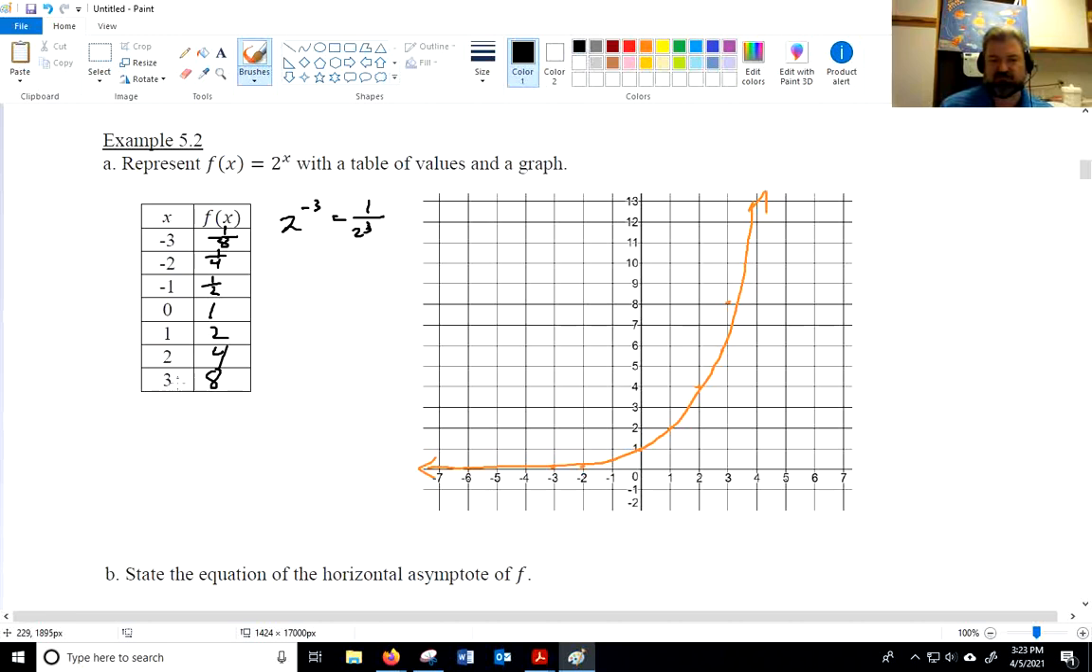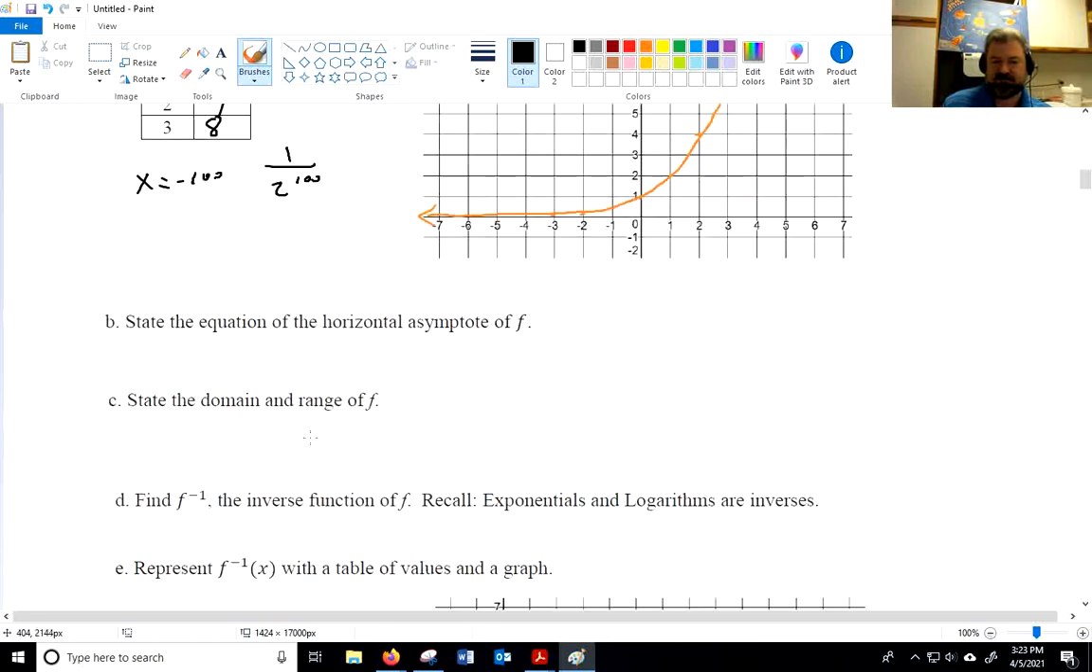Because as x gets really small, like if x was maybe -100, then I'd have 1 over 2 to the 100th power. Well, that's a very, very small number. But it is still not exactly 0. So this is an asymptote that we don't actually touch. We just get really close to.